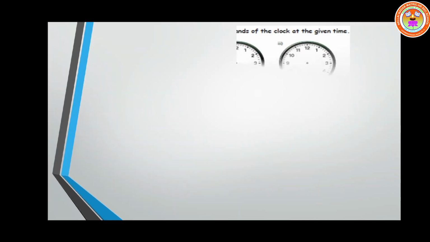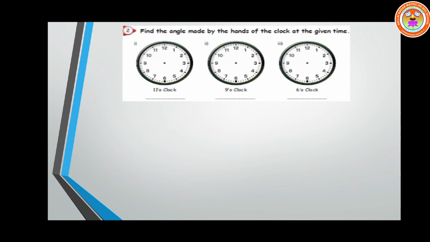Next one, second question: find the angle made by the hands of the clock at the given time. So you have to find the angle made by the hands of the clock. The time is given, and we have to mention where the hands are at the given timing. The first one is 11 o'clock, the next one is 9 o'clock, and the third one is 6 o'clock. So, solution.